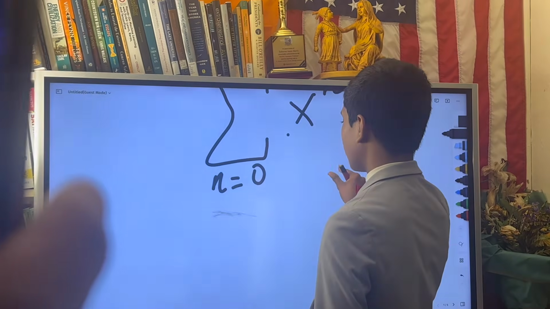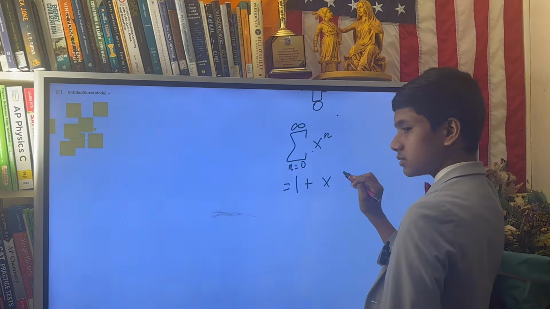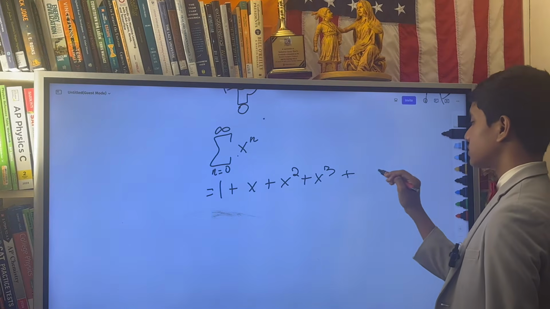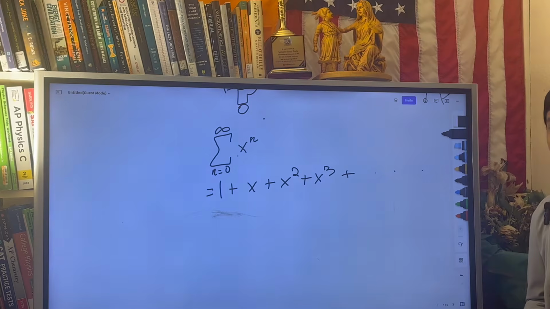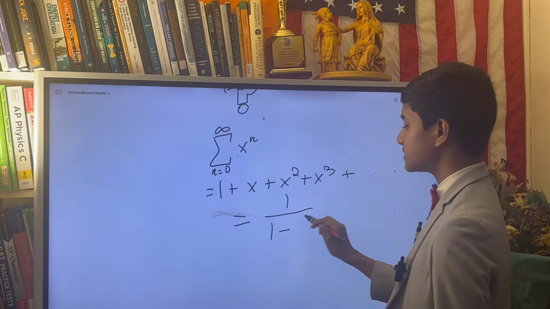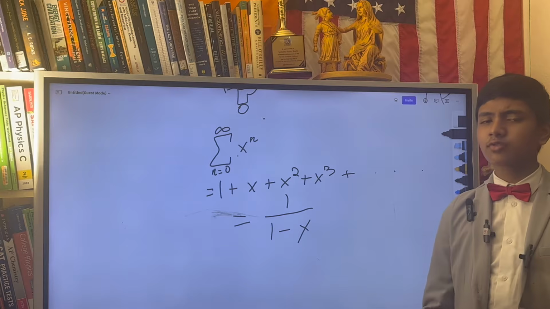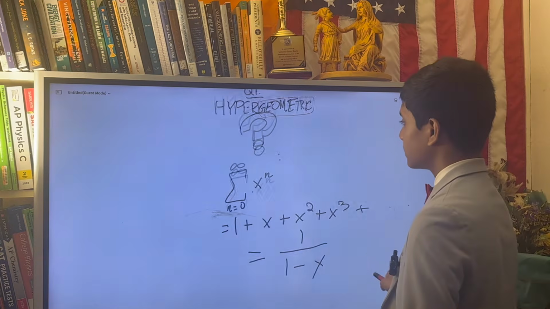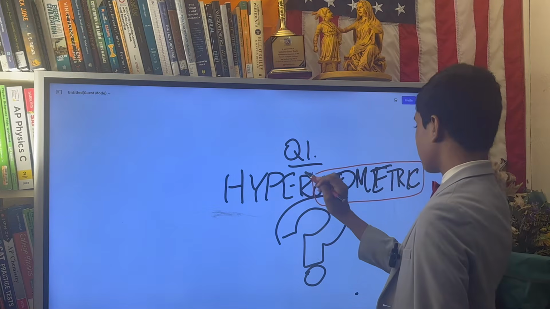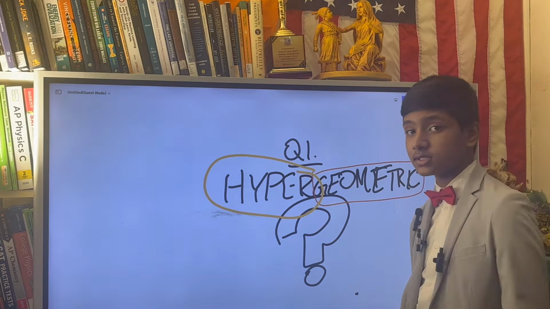So, it starts off as 1 plus x plus x squared plus x cubed plus x to the fourth, and so on and so forth. And there's a pretty easy proof that this is just equal to 1 over 1 minus x. So how does that relate to hypergeometric functions in general? Well, as you might have guessed, the hyper is because hypergeometric functions are generalizations of geometric functions.